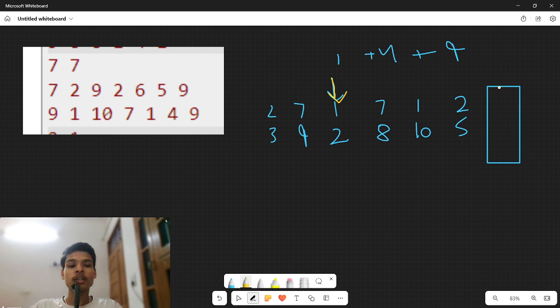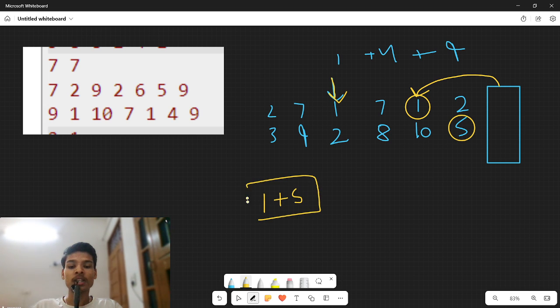Now tell me, if he wants to come to this position, what is the cost required? How can he reach here at minimum cost? You will tell me: let my person add 1 here and the B here also. So the total cost from this position to this position will be 1 plus 5. No, this is not the minimum cost. But how? I will tell you.